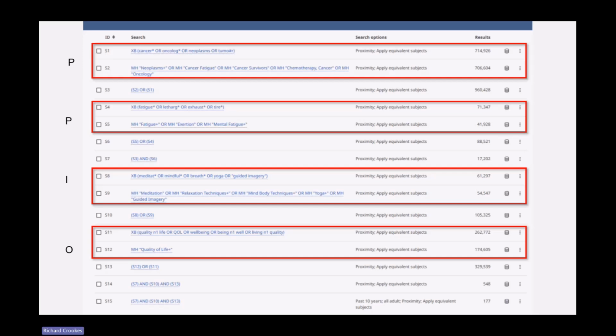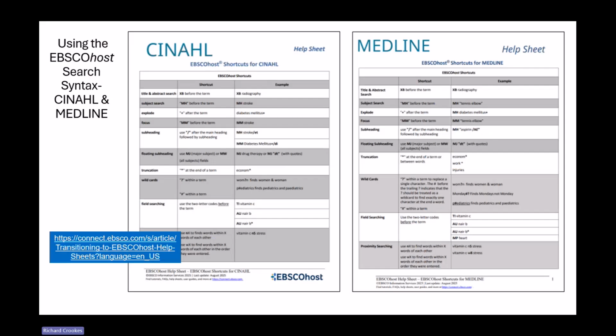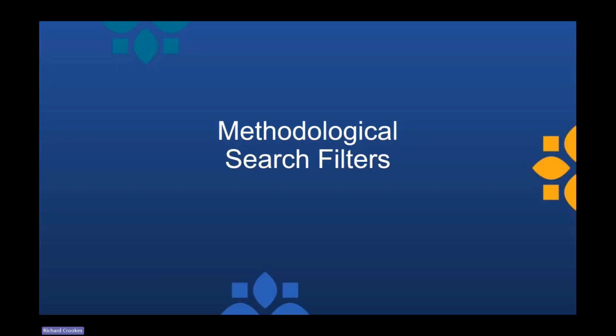Now, in this example, I didn't include the age group. I opted to apply the filter for age group, but again, the principle is that you've got the various elements of PICO included here. For those who are new to CINAHL MEDLINE and not so familiar with the syntax, we do have these help sheets which detail the syntax, the use of field codes like XB, for example, use of wildcards, some examples of how you would use them on these databases. So these are available on the EBSCO Connect support portal, and there's a link to them on this page as well.